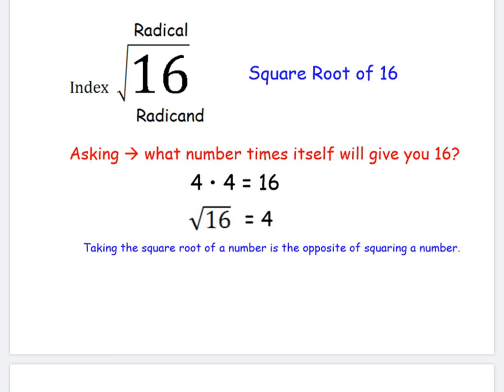Basically, that was like the problem we just did where we found the side length. It's asking you what number times itself gives you 16. So we know that 4 times 4 gives me 16. So the square root of 16 is 4. This here in blue is something very important to recognize. It says taking the square root of a number is the opposite of squaring a number. So when you have something times itself, the opposite is figuring out what times itself gives you that number.